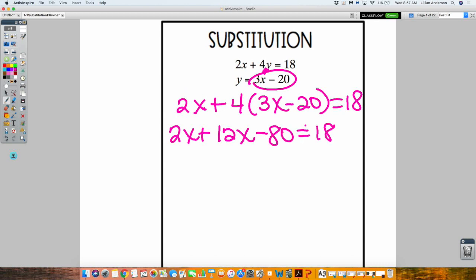Very good. After this, we have to do what? Combine them, add them together. So 2x and 12x make what? 14x minus 80 equals 18.